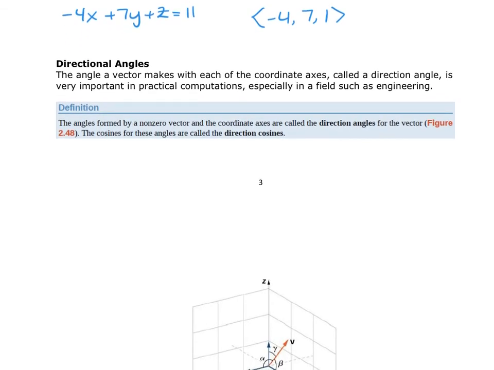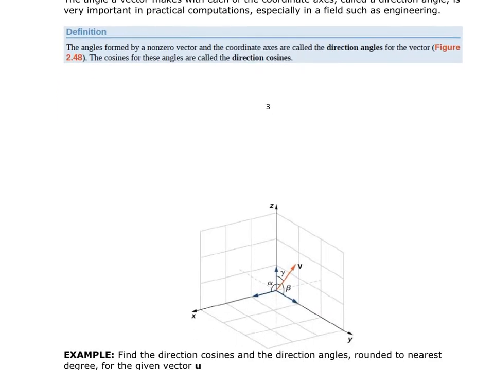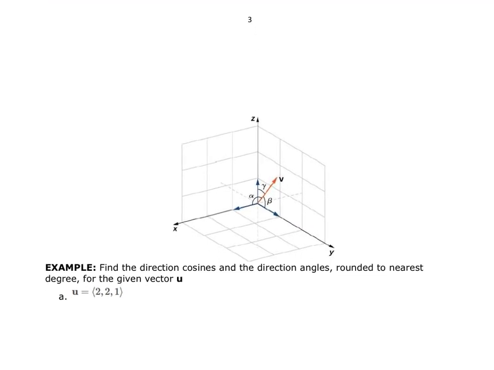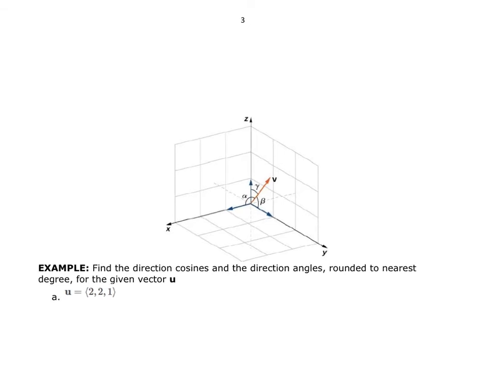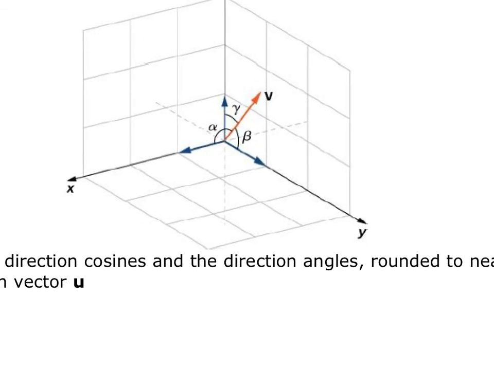We also, with our vectors, have something called directional angles. It is the angle that is made with each one of the coordinate axes. So we see that the alpha goes with the x, the beta goes with the y, and the gamma goes with the z. So I'm just going to zoom in. Here's my vector v. And with my vector v, I have this angle off of the x-axis, the angle off of the y-axis, and the angle off of the z-axis. If we're asked to find each one of these directional angles, it's a lot of work, but it's not difficult work. It's just a lot of work.